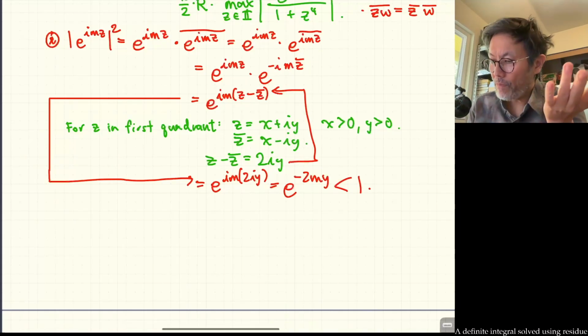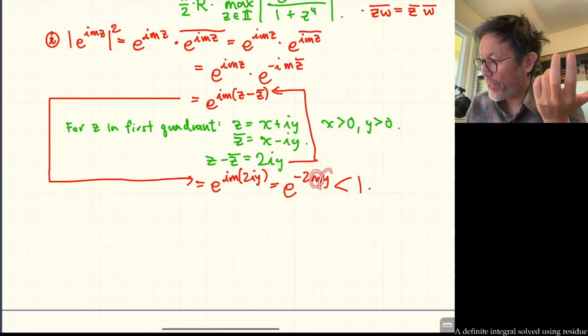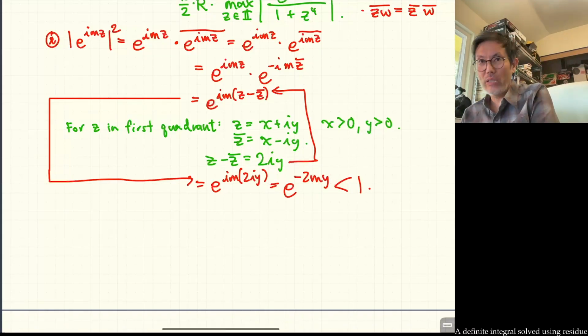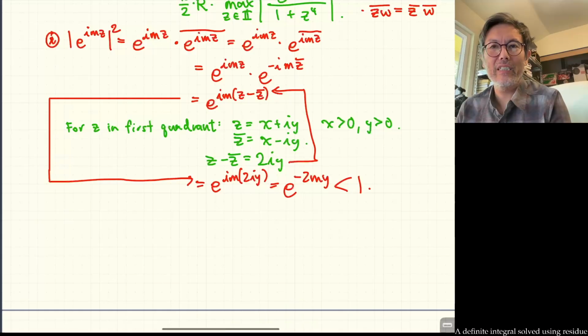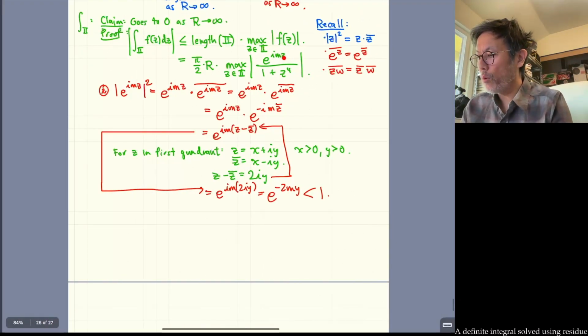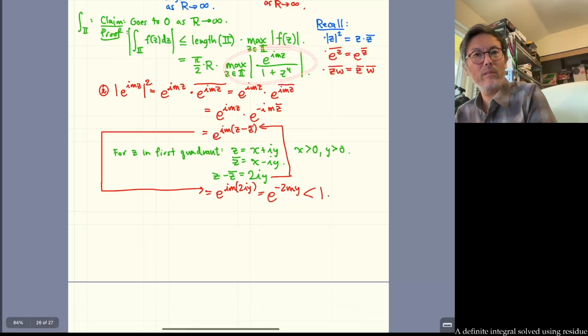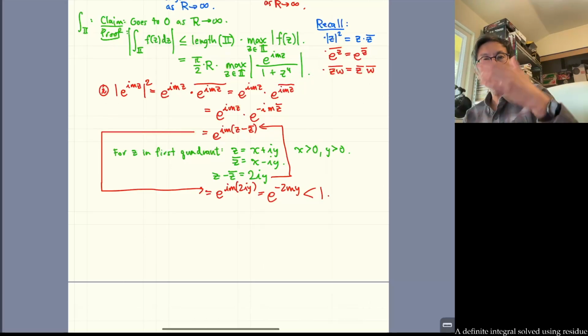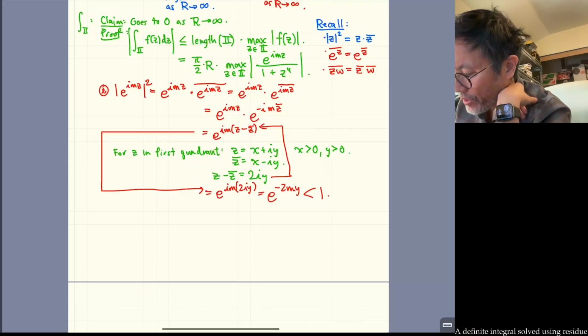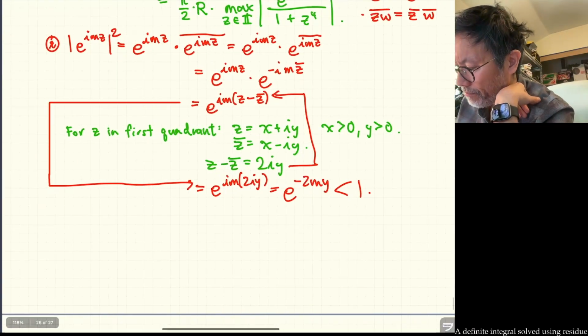Because you understand, this is real, that's real. m is positive, y is also positive. This is bounded above by 1. It's a decaying exponential. Okay, cool. So that's the first point. That's important for this maximum here. Now, what's going on with the other bit? How can we continue this argument now?